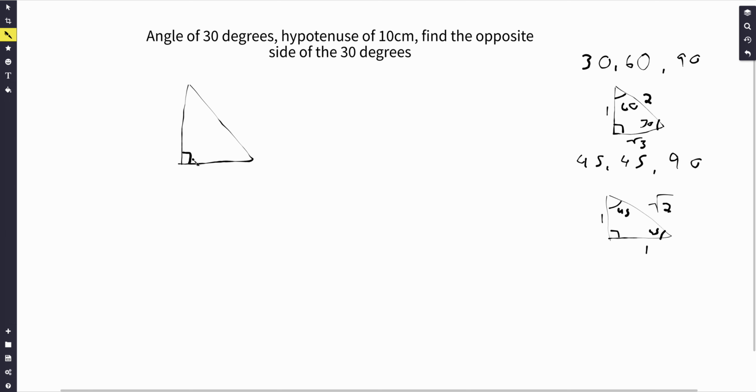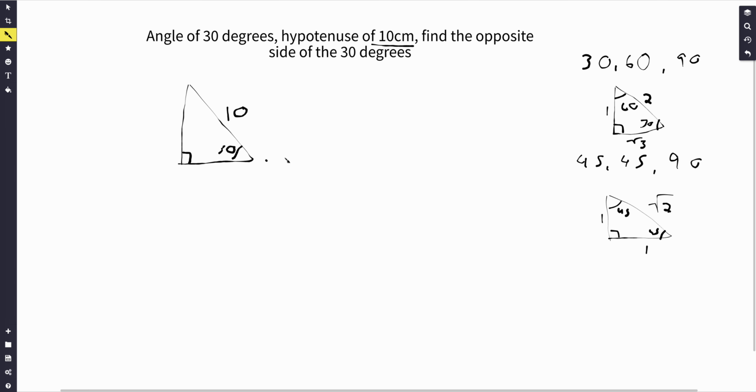Now that 30 degrees, we can put anywhere. We can put it right here or right there. For drawing's sake, I'll just put it right here. Make sure you label it 30 degrees. And we know the hypotenuse is 10 centimeters. That's important, so let's label the hypotenuse as 10. Okay. Our goal: find the opposite side of the 30 degrees.